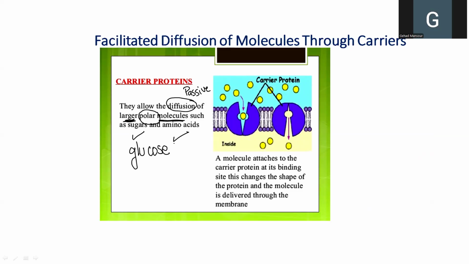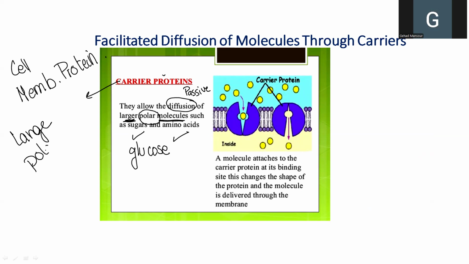And a carrier is nothing but a membrane protein. So if you're ever asked to define a carrier: a carrier is a cell membrane protein. And that cell membrane protein is used to allow or to facilitate the transport of large polar molecules like amino acids and sugars. And it does this by changing its shape. So it is an allosteric molecule.